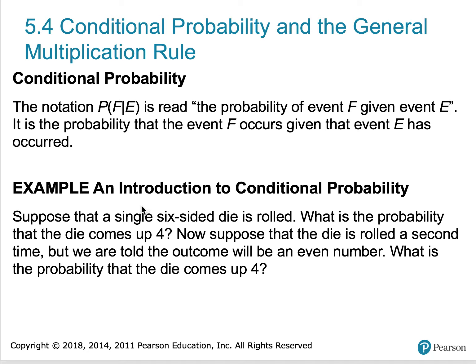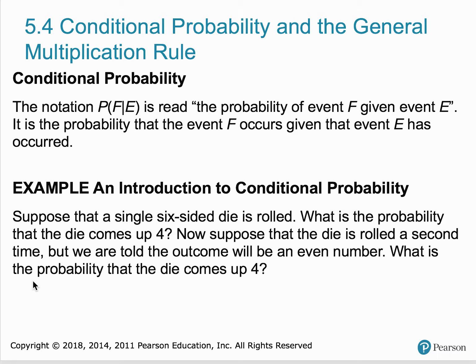Okay, so here's an example. Suppose that a single six-sided die is rolled. What's the probability that the die comes up 4? Now suppose that the die is rolled a second time, but we are told the outcome will be an even number. Then what's the probability that the die comes up a 4?